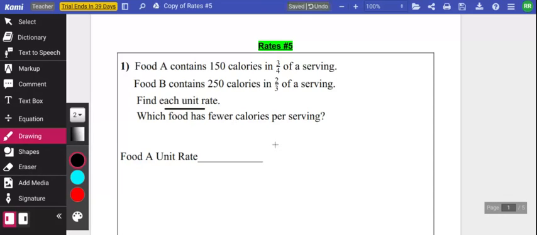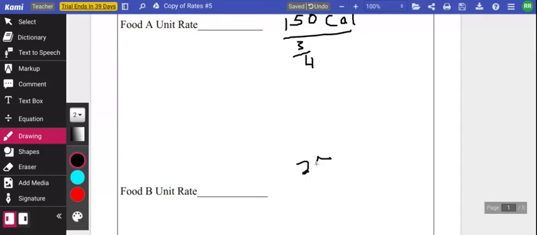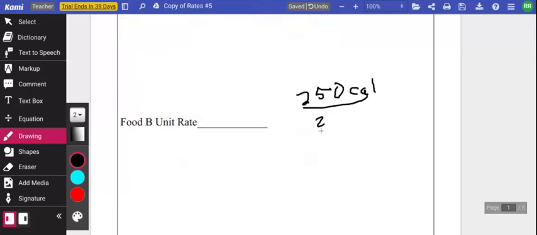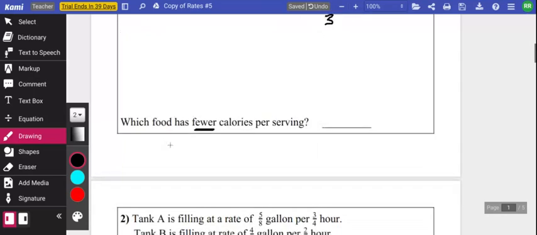So the rate for food A, you're going to have 150 calories over 3/4 of a serving. Okay, so to find the unit rate, numerator divided by denominator, that'll give you the number of calories per serving. And then for food B, you're going to have 250 calories in 2/3 of a serving. Okay, so 250 divided by 2/3, that'll give you the unit rate for food B. Then you can answer which one has fewer calories per serving.